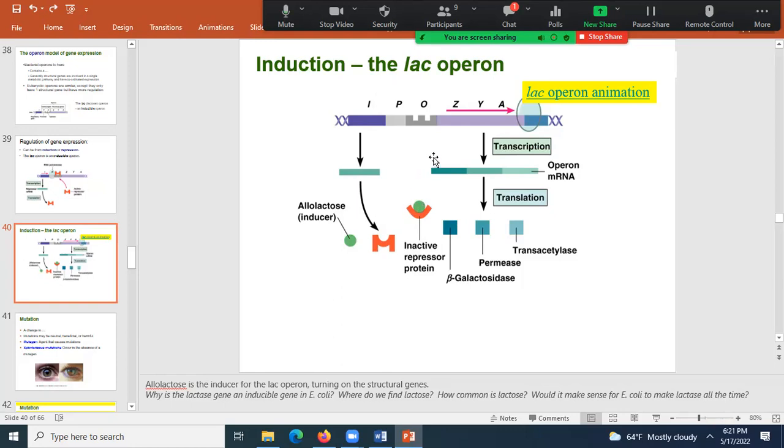And then when we have the sugar lactose around, we transcribe the messenger RNA. And what do you notice that's unusual about this messenger RNA? You're getting 3 proteins made from this one messenger RNA. That's a little bit unusual. We've never talked about that, but it does happen with bacterial operons.